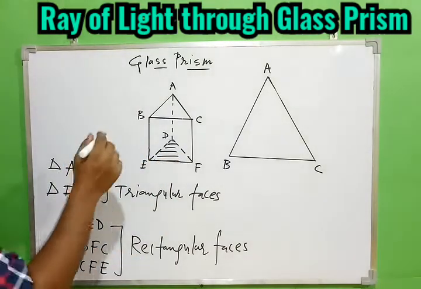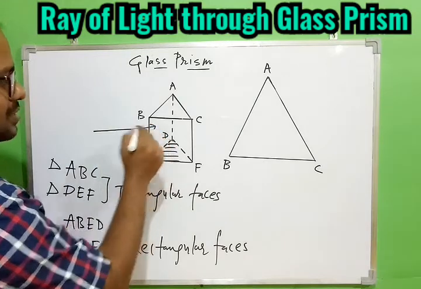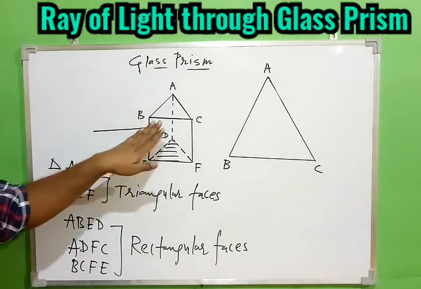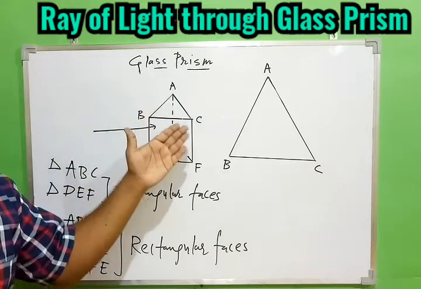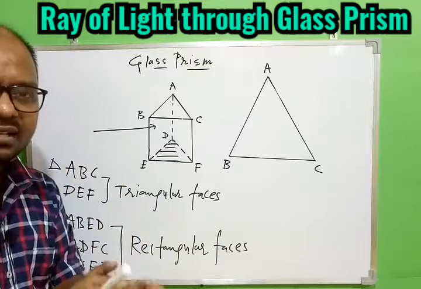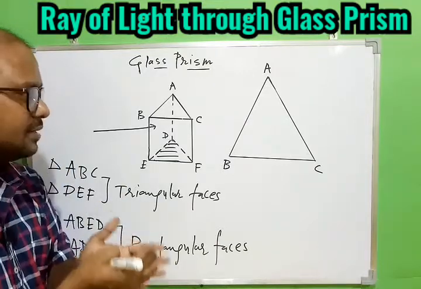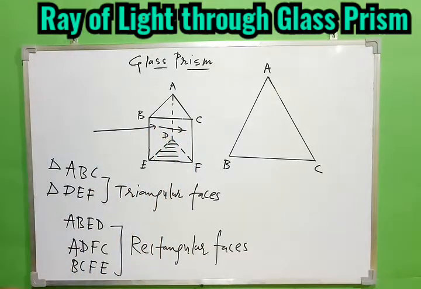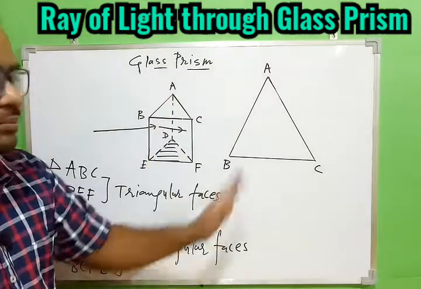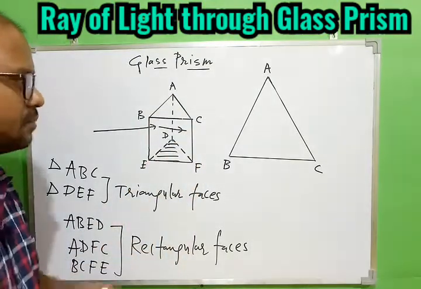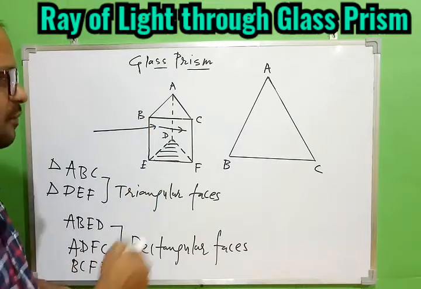If the ray of light falls on the very first surface, that is the rectangular surface ABED, then the time it enters the glass, it will have a change in direction, that is, refraction will take place. It will travel within the glass prism, and then from the next surface, that is ADFC, refraction will take place again, because the light will travel again from glass to air.